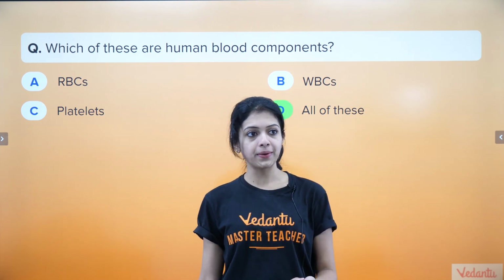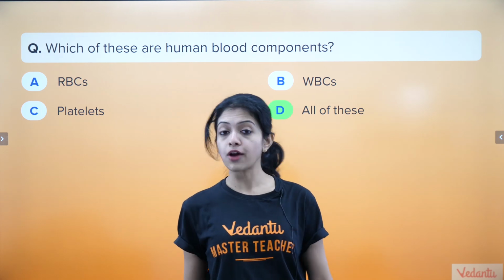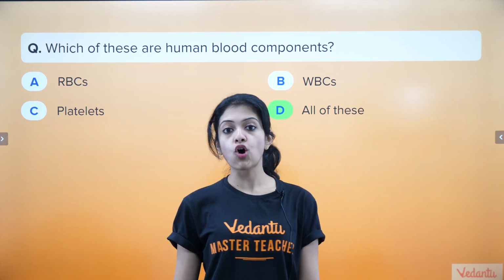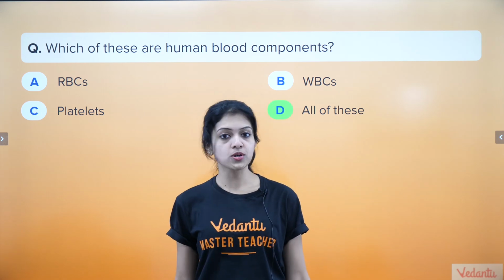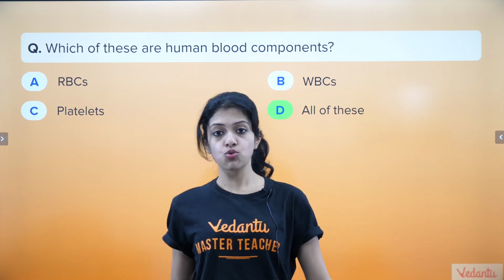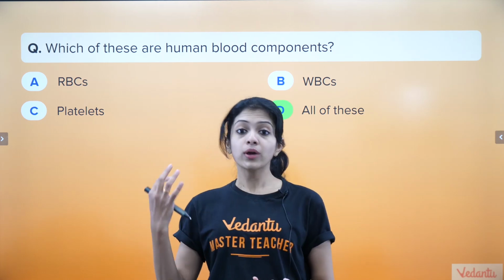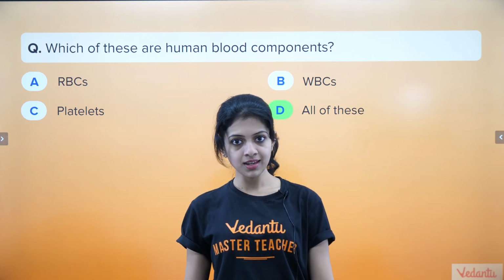All of these would be the correct answer. RBCs, or your red blood cells, are also known as erythrocytes. White blood cells are also called leukocytes, and platelets are also called thrombocytes. So what do RBCs do? RBCs basically contain hemoglobin, which helps in oxygen transport across your body, right?